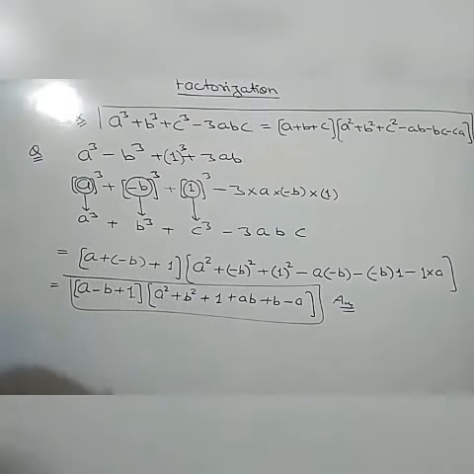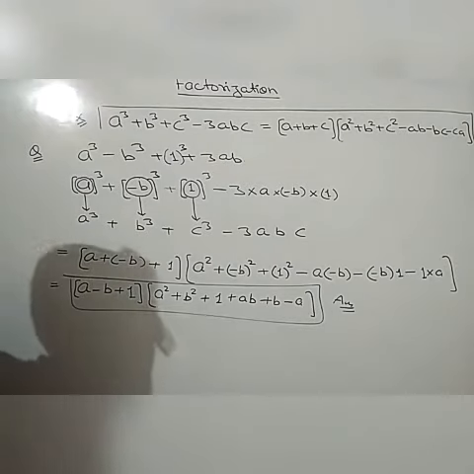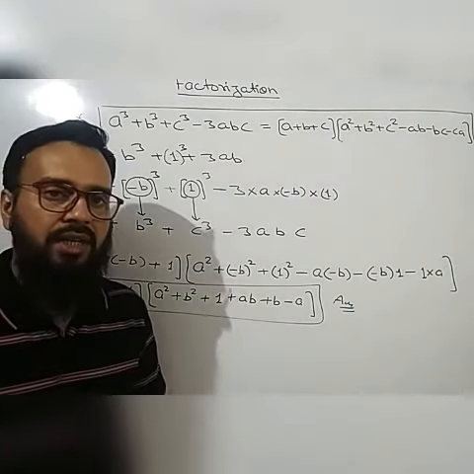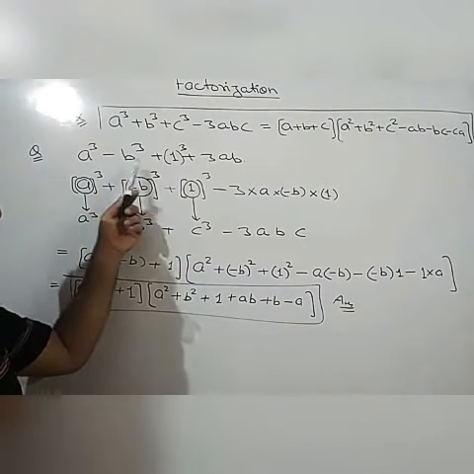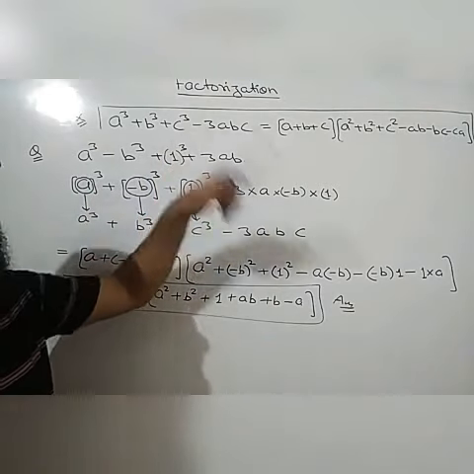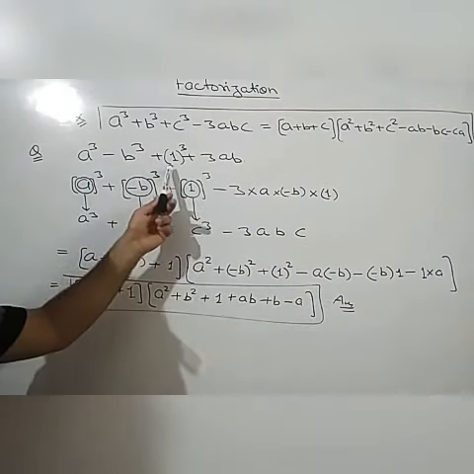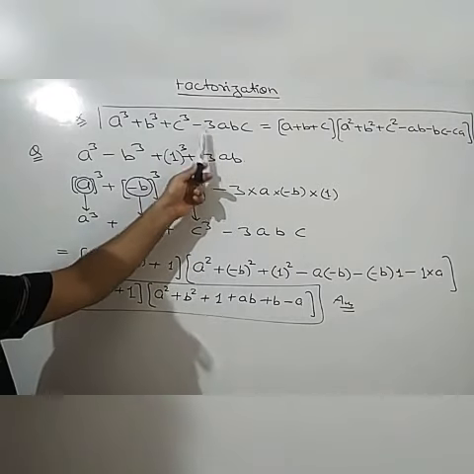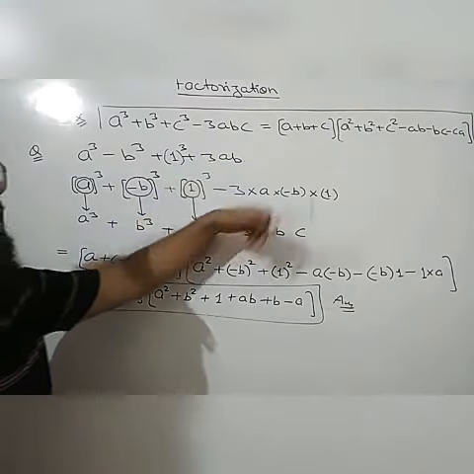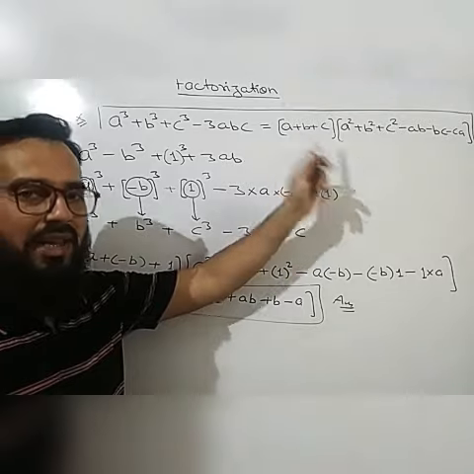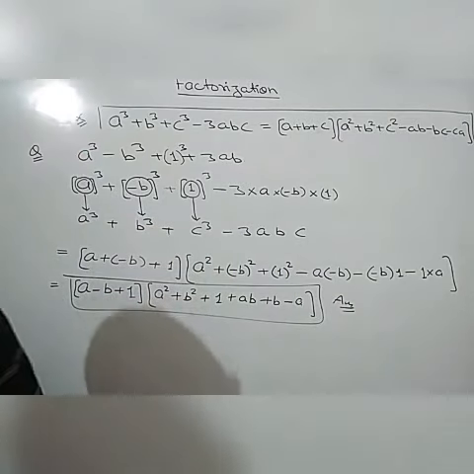So in this way, you can factorize these type of questions. The first step is you have to check how many cubes are there. If there are 3 cubes, 1, 2 and 3, then this particular identity will be used. So first you have to arrange the terms in the form of this particular identity and then expand by this formula, and we will get the answer.